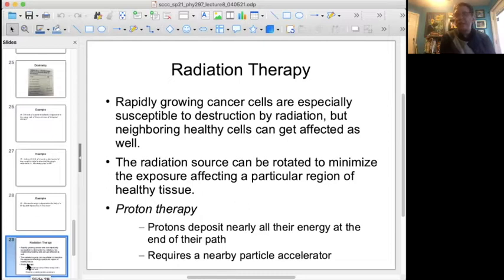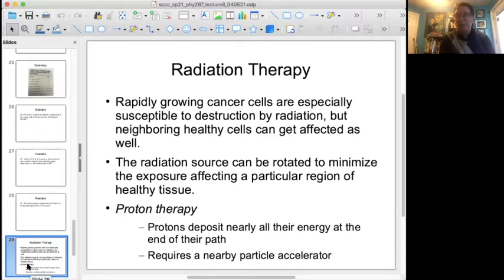Radiation is dangerous, but it can also be used for health applications. Cancer cells are especially susceptible to destruction by radiation, but you have to be careful. You want to destroy all the cancer cells while not destroying the healthy cells. That's been a very big challenge in cancer therapy for a very long time. One way you try to do that is you rotate the radiation source around the target area, to minimize the exposure to a particular region of healthy tissue.